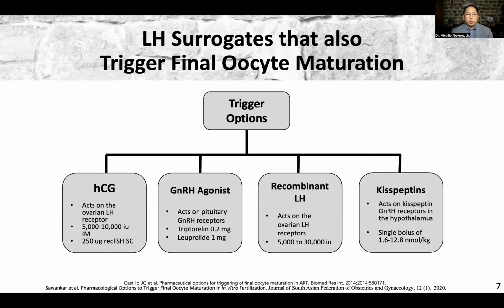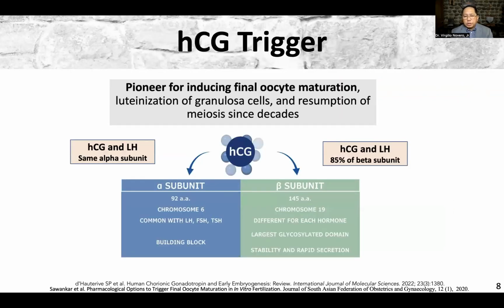There are surrogates to LH that may initiate the final oocyte maturation process. These are your HCG, your GnRH agonist, your recombinant LH, and your kisspeptins. We will go through each of these along the way. Your HCG trigger is your pioneer trigger for final maturation of your oocyte. It is very similar to your LH, and it is almost similar except in its beta HCG subunit.